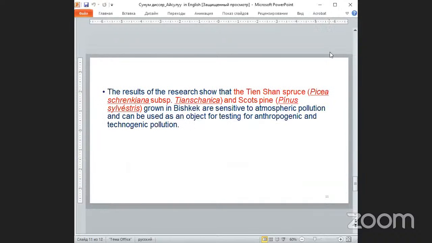The results of the research show that the Tianshan spruce and Scots pine grown in Bishkek are sensitive to atmospheric pollution and can be used as an object for testing for anthropogenic and technogenic pollution.